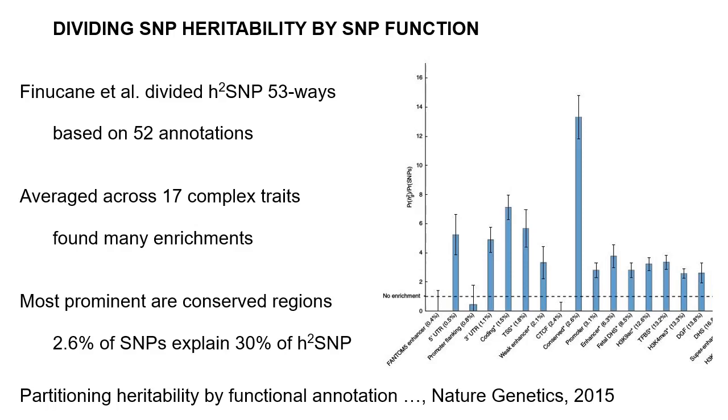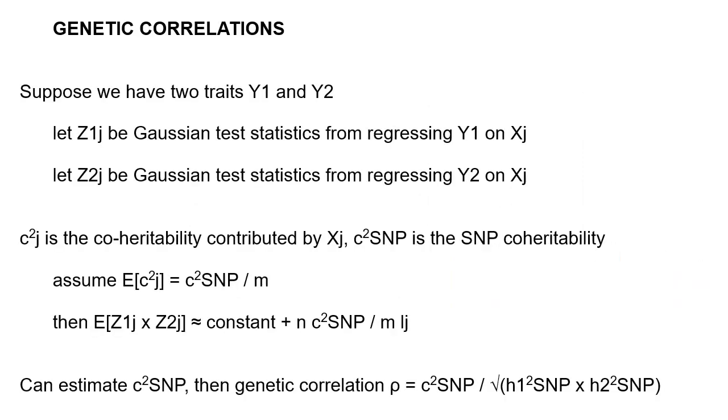Here is a figure of their main results, and the biggest enrichments they observed were for conserved SNPs. These represent about 2.6% of the genome, but they estimated that they explained about 30% of SNP heritability, so about 13-fold enrichment. A second extension allows us to estimate genetic correlations.